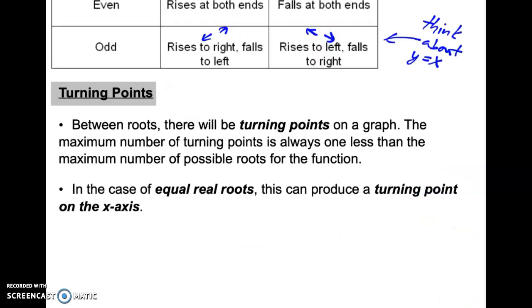Turning points. So between roots, there will be turning points on a graph. So that really just means the point where they change direction. The maximum number of turning points is always one less than the maximum number of possible roots, which is really another way of saying it's one less than the degree. In the case of equal roots, so that's when there's a multiplicity of 2 on the root, this can produce a turning point on the x-axis, so a bounce.